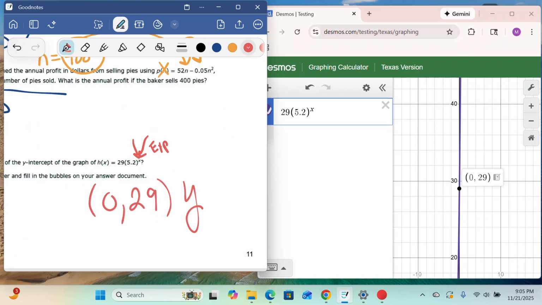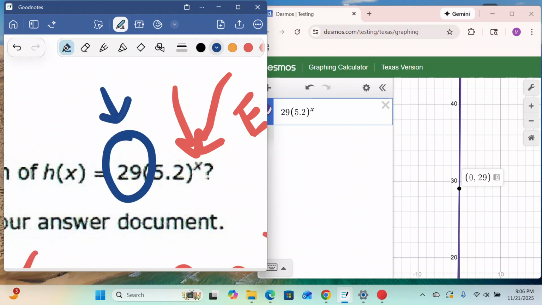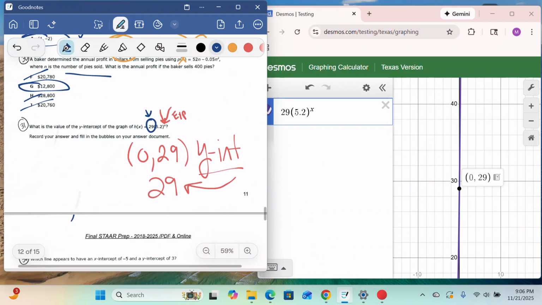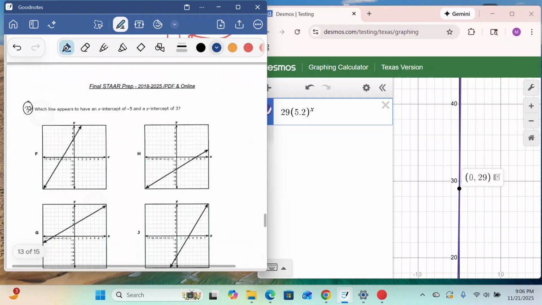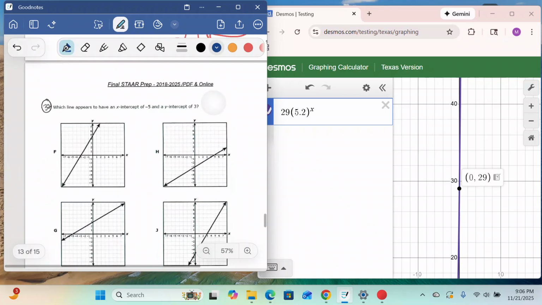And this is my y-intercept. Or I can just say 29 is my y-intercept. And once again, looking at my trick, if it's in this format, all I have to do is understand that this is my y-intercept. They're asking for that 29, and that is also my y-intercept, in any format, to get the answer. Let's go to number 32. They're asking for a graph which line appears to have an x-intercept of -5 and a y-intercept of 3. Go ahead and try that one.